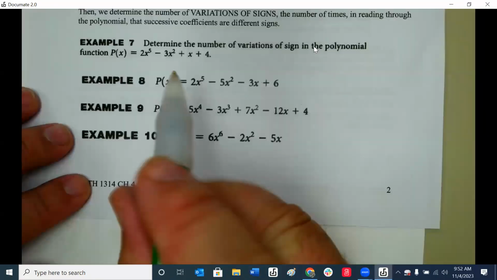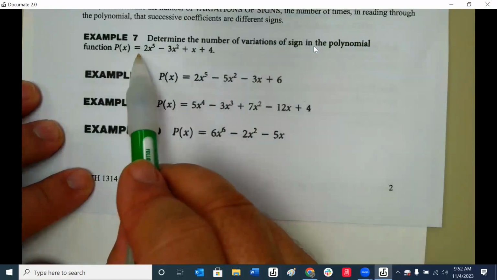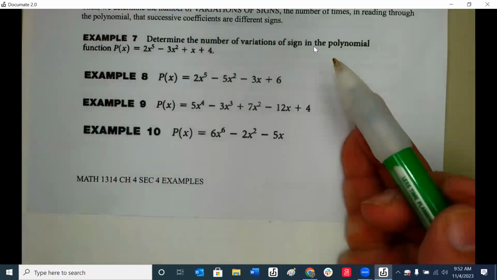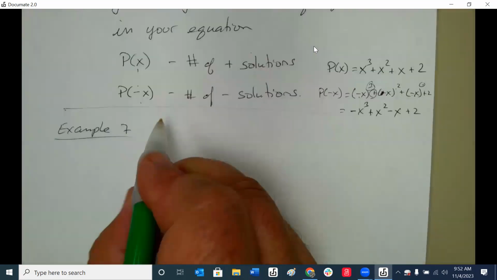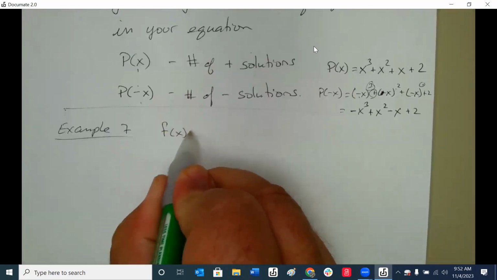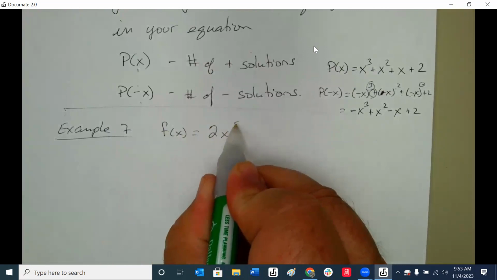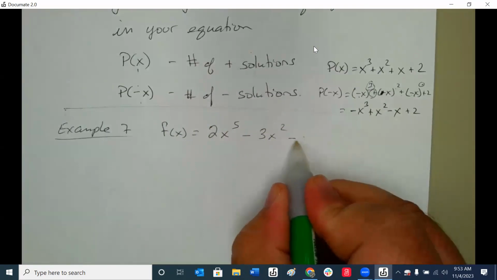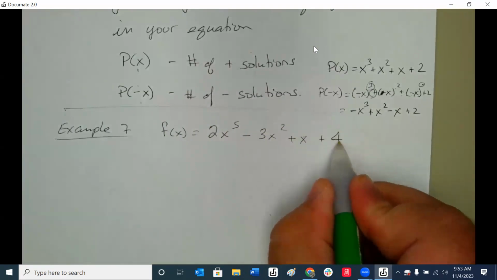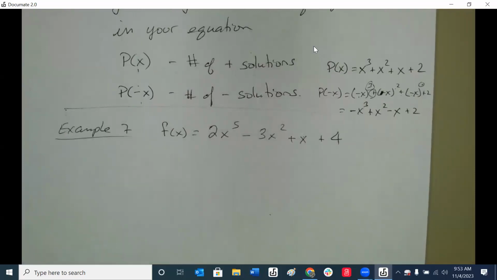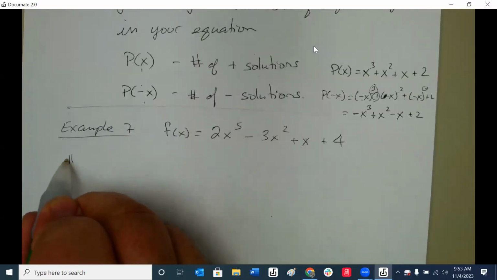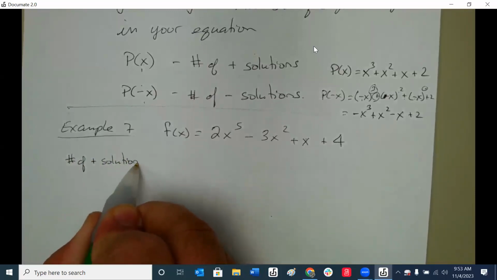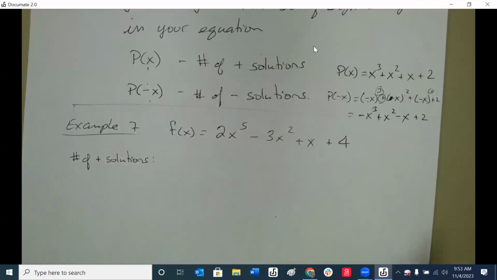Example 7 is determine the number of variations of sign. So 2x to the 5th minus 3x squared plus x plus 4. Number of positive solutions. Let's count these sign changes.